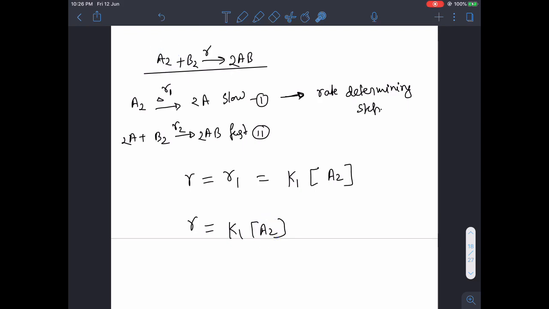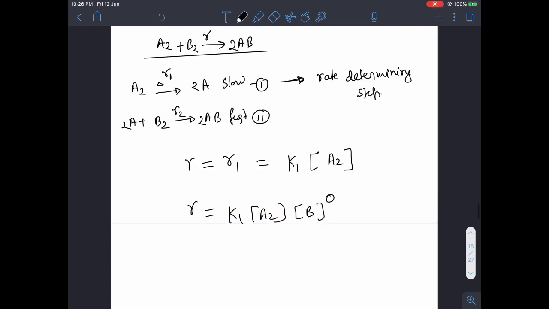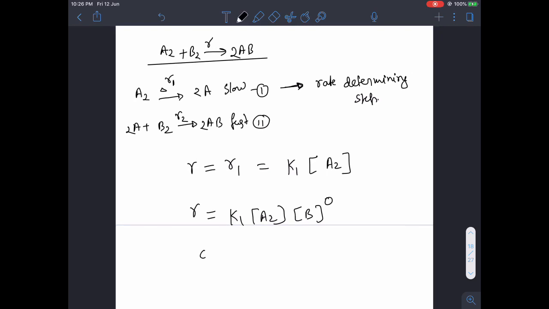Now, in this particular case, you can see this rate expression is independent of B, or you can write it as B to the power 0. Here the overall order of the reaction is 1 plus 0, which is 1, whereas if you look at the stoichiometry, which is 1 and 1, that means 1 plus 1, which will be 2. So, depending on which particular step is fast or slow, we can see how the rate expression changes.